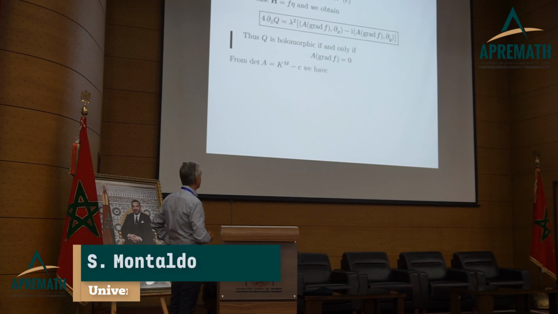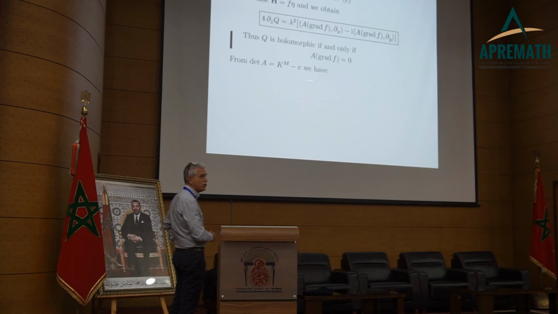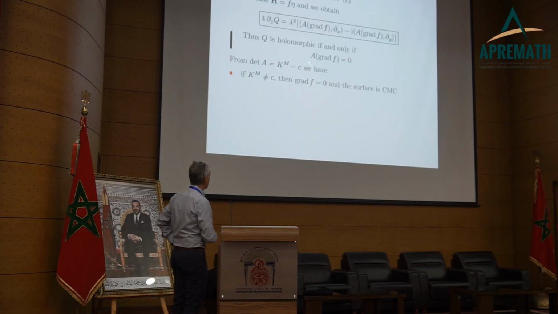And then you just have to remember the Gauss equation, the determinant of A is given by the Gaussian curvature of the surface minus the curvature of the ambient space. But if you use this, when this one is different from 0, if you wish, when the Gaussian curvature is different from C, of course, this condition will imply that grad f is 0, and this means that your surface is CMC.